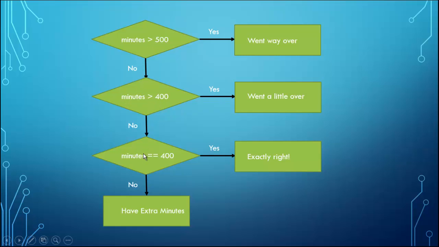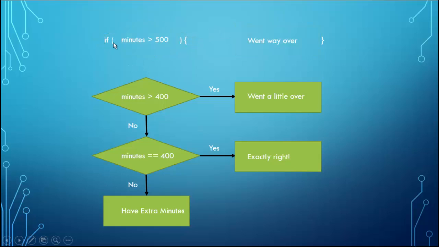But if they didn't, we ask another question. Did they use exactly 400? If they did, we again display a message, exactly right. But if none of those first 3 things are true, then they must have used fewer than 400 minutes. We'll display the message they have extra minutes. So we can write this in Java code as well, using one section of code, using something called an else if.